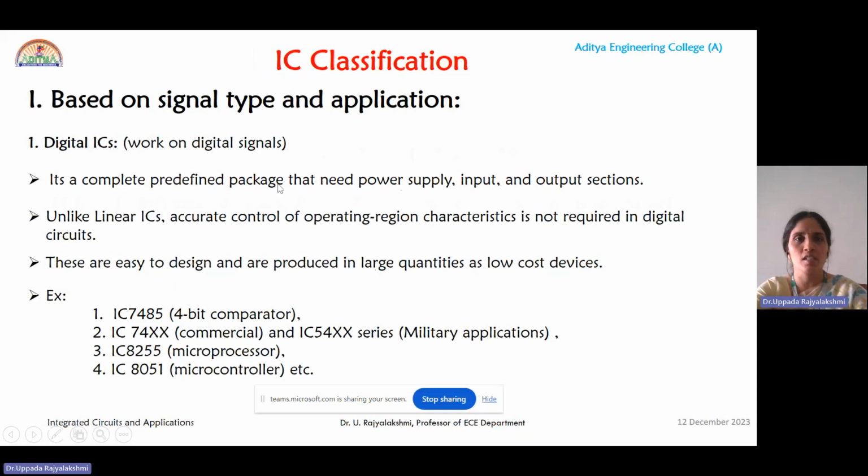The examples for digital ICs are the microprocessor, that is IC 8255, the microcontroller, that is IC 8051, and some of the commercial ICs are the IC 74XX series, as well as for military applications the IC 54XX series. And the 4-bit comparator is IC 7485.